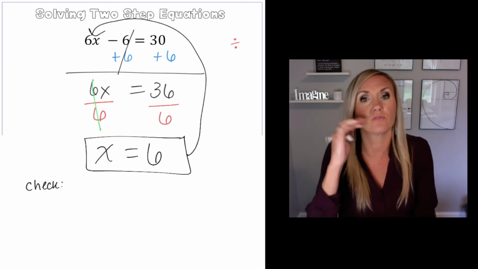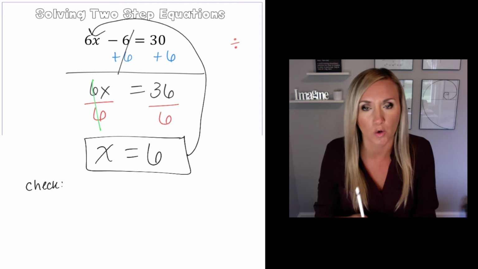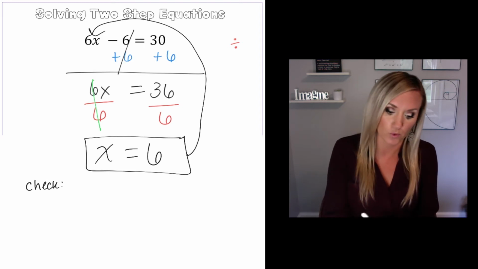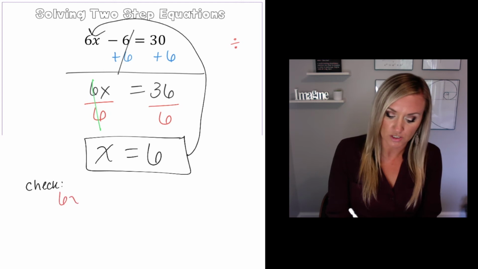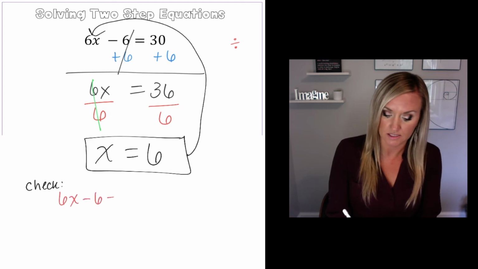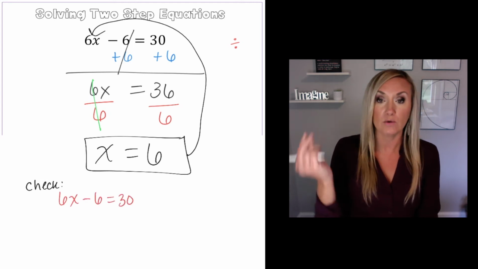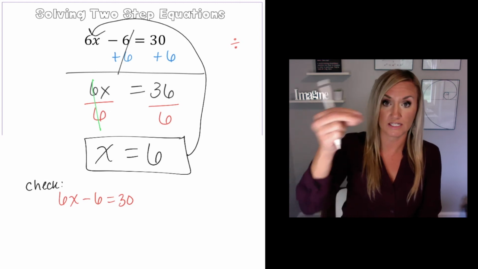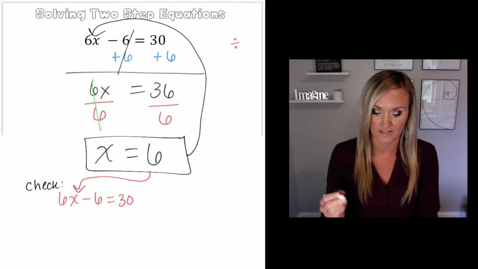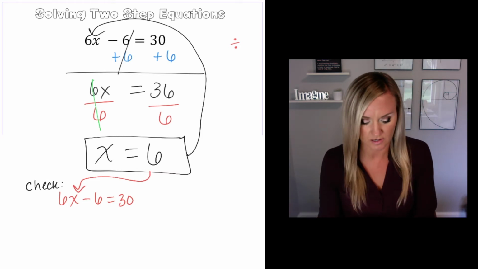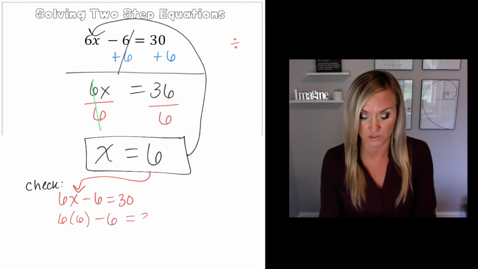Do you have to check your work for every single problem in my class? No, but I'm going to show you how cool it is when you check your work. Now, our original equation is 6x minus 6 equals 30. And we're going to take that x and plug it in, right? The 6 into here. So cool, we got all these 6's. All right, so now this is 6 times 6 minus the 6 equals 30.